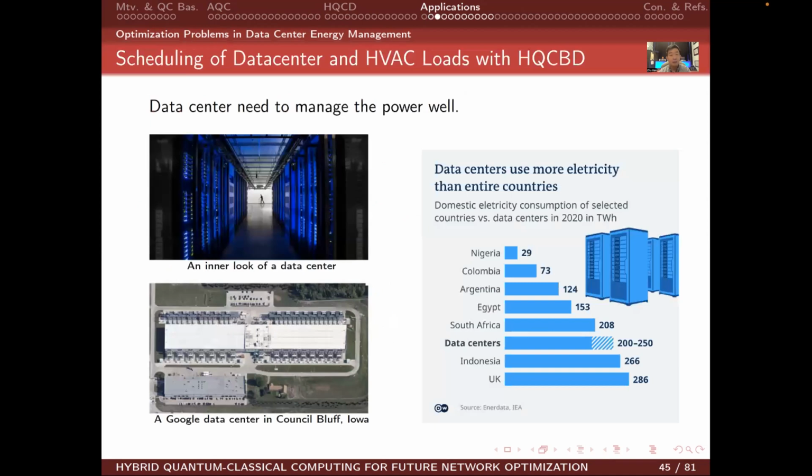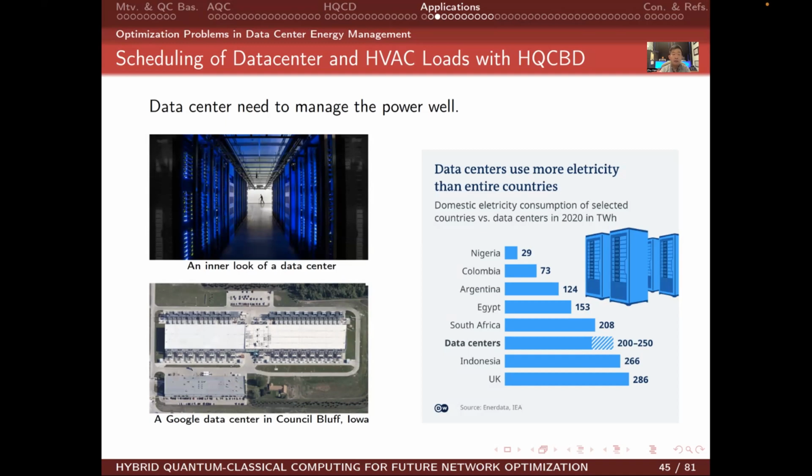So first, let's talk about the scheduling of data center and HVAC load using our proposed method. A data center consumes a huge amount of energy. Basically, data centers use more electricity than entire countries. You can see that data centers consume more than Africa, more than Egypt and South Africa, and it will keep growing.